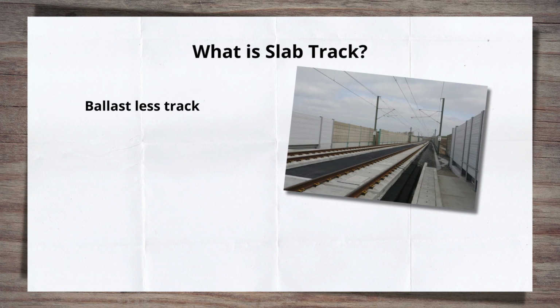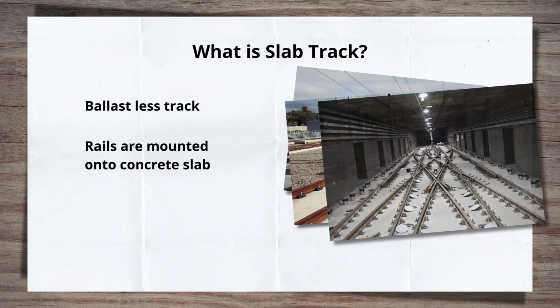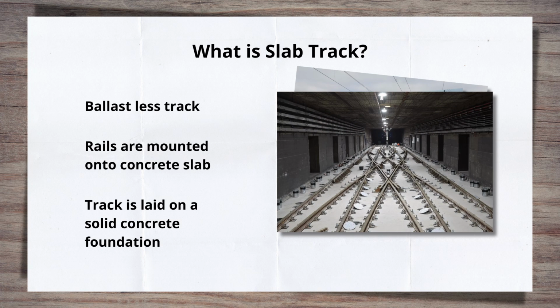Slab track, also known as ballastless track, is a railway track construction type where the rails are mounted directly onto a concrete slab. Unlike traditional ballasted track, which relies on layers of ballast stone for support, slab tracks are laid on a solid concrete foundation.